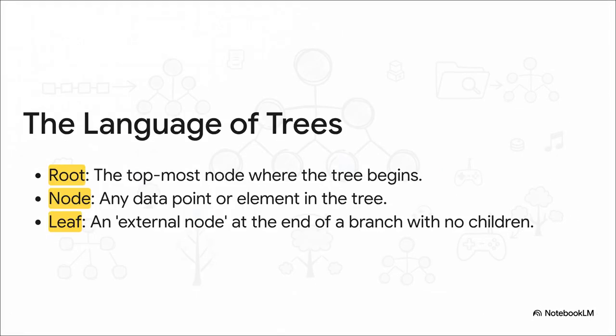All right, let's get some basic lingo down. The root, that's the very top, where it all starts. A node is just any point, any item in the tree. And a leaf? That's a node at the very end of a branch. It doesn't have any kids. So, root, node, leaf. Simple enough, right?